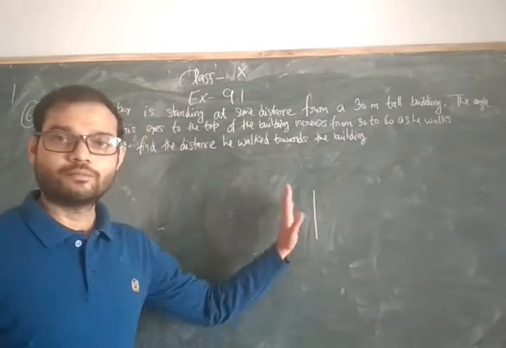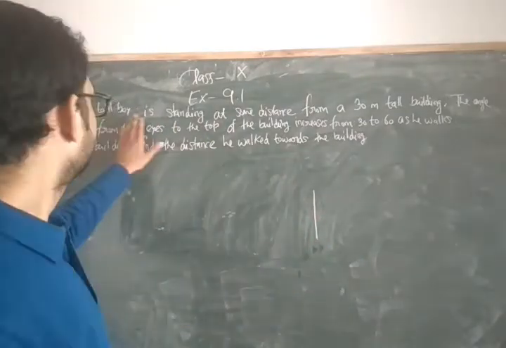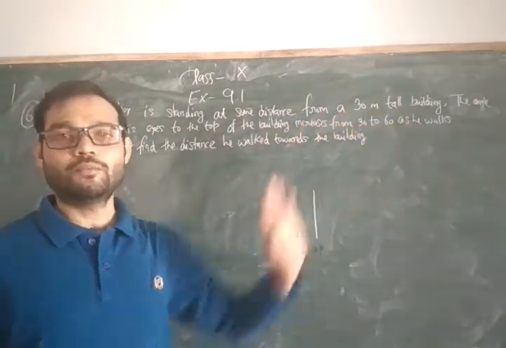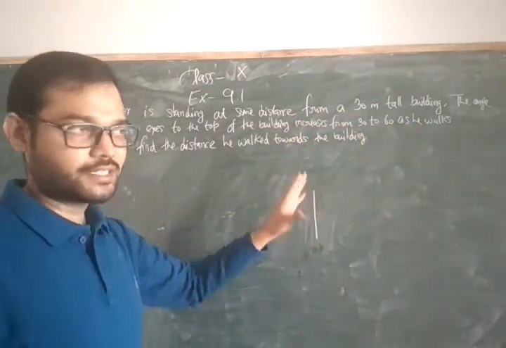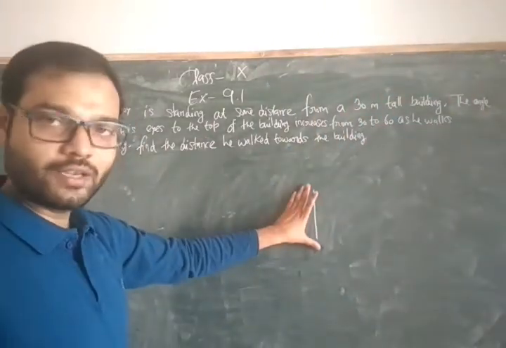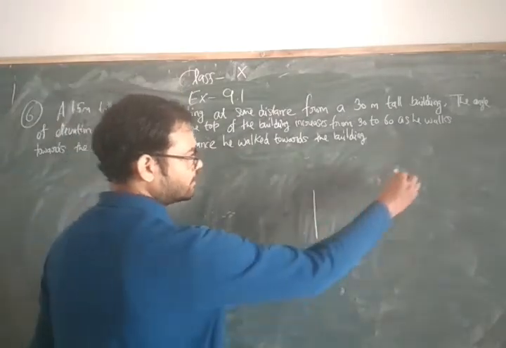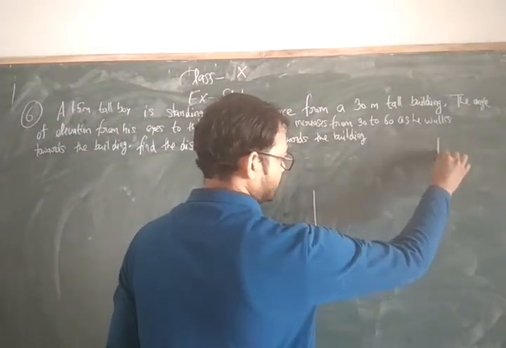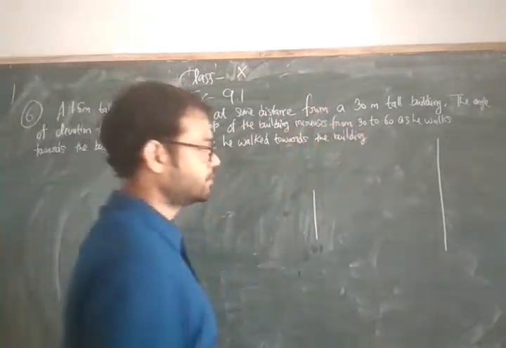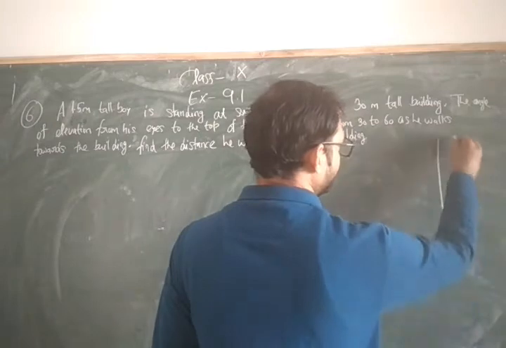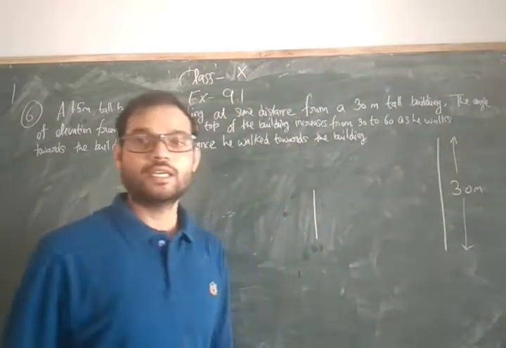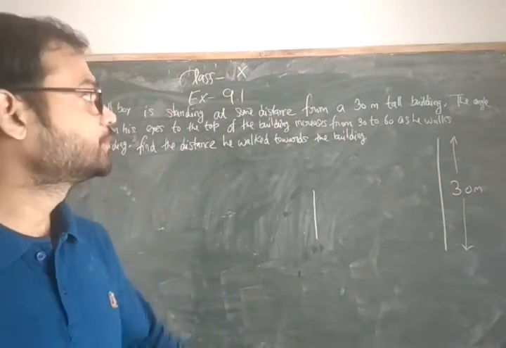So that's the boy, standing at some distance from a 30 meter tall building. Means a boy is standing away from a tall building, that is, there is a building in front of him. This is a boy. If I let this be the boy, then the building is just in front of it. It's a building which is 30 meters tall, so I can write here 30. This distance, this height is 30 meters.